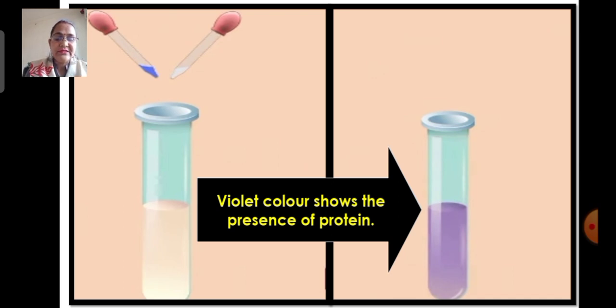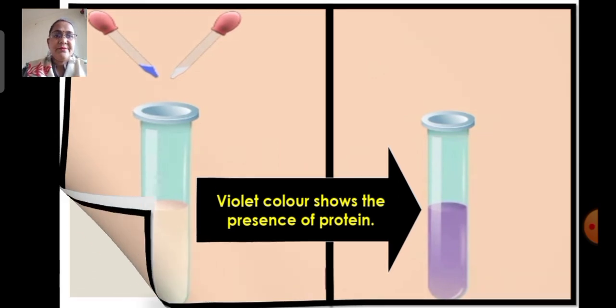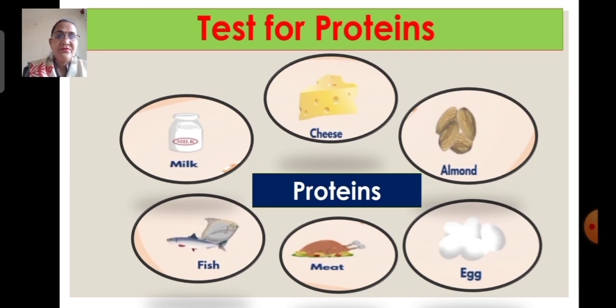You will observe that a violet color of the mixture appears. That represents the presence of protein in the food item. Normally, proteins are present in food items such as milk, cheese, almonds, eggs, meat and fish.